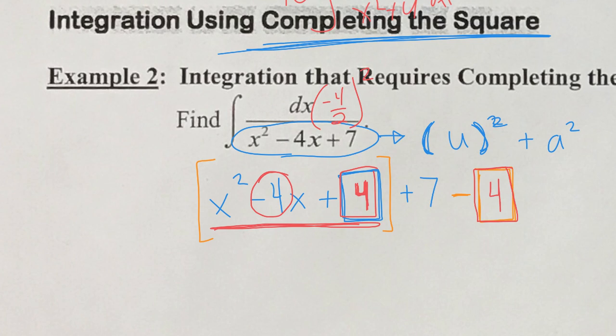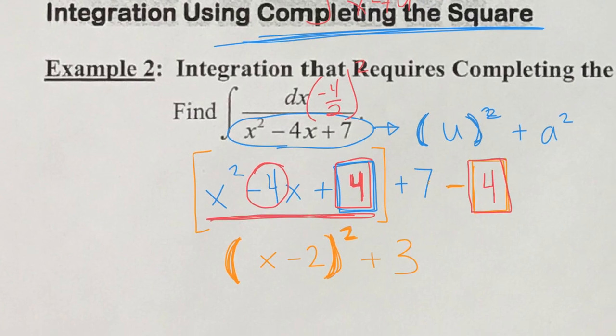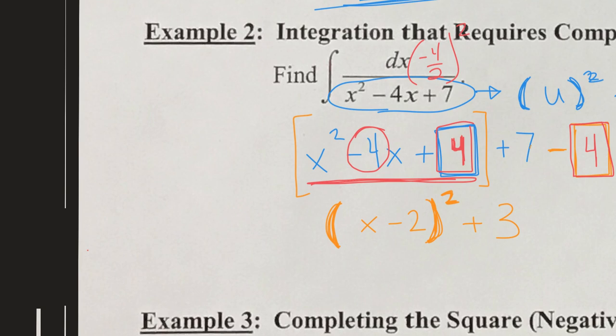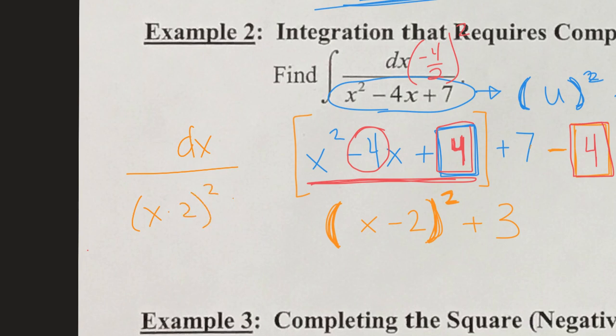So this now is a perfectly factored trinomial. It factors to x minus 2 quantity squared. Because that's the number that multiplies to give you 4 and adds to give negative 4. Negative 2 and negative 2. So it's 1 factor squared. And then 7 minus 4 is plus 3. Okay, so this is our new denominator. Right? This is the new denominator, so we have dx over x minus 2 squared plus 3. So believe it or not, this is your u value here, and this is your a squared.